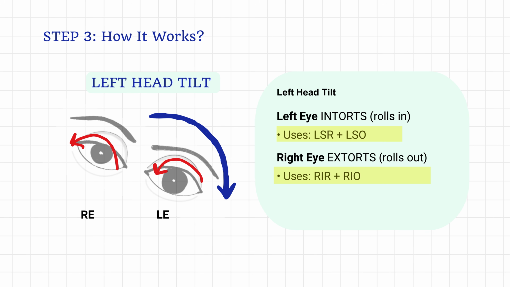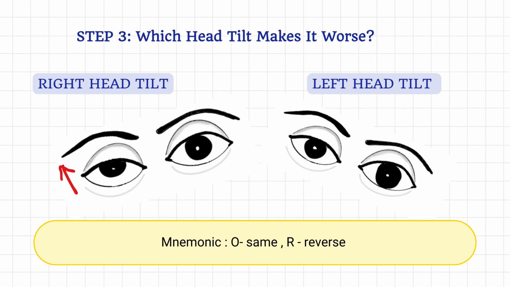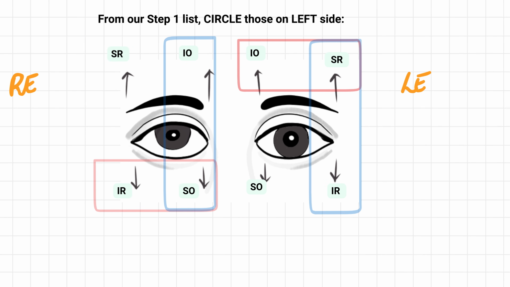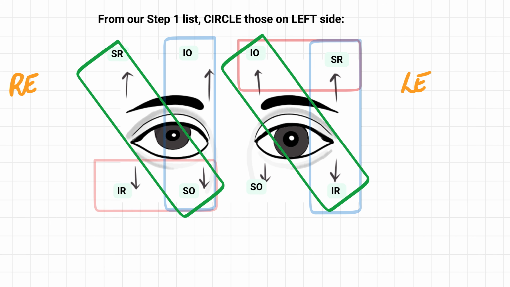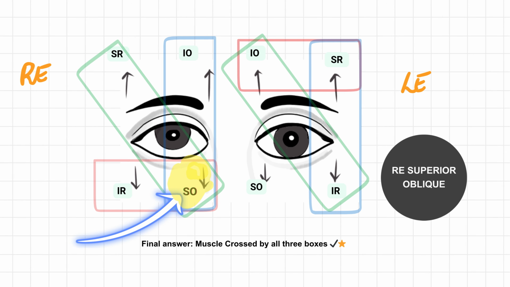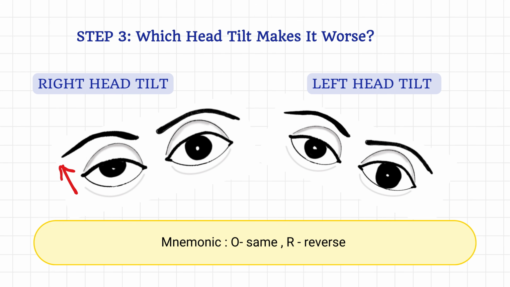Now coming back to our example, we know that the hypertropia increases on the right head tilt. So we circle the intorters of the right eye and the extorters of the left eye. Once we do so, we now have 3 sets of circles. Out of all 8 cyclovertical muscles, only one muscle passes through all 3 circles, and that muscle is the right superior oblique. So that's your final answer.